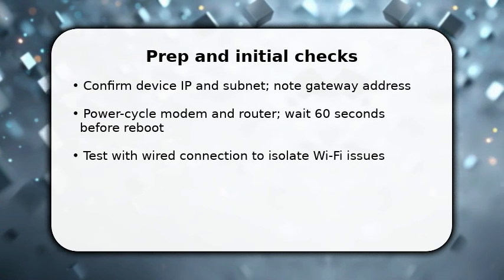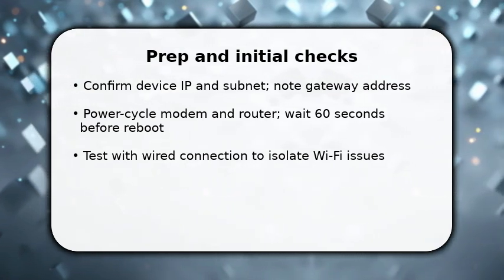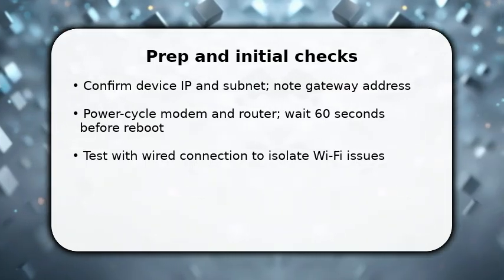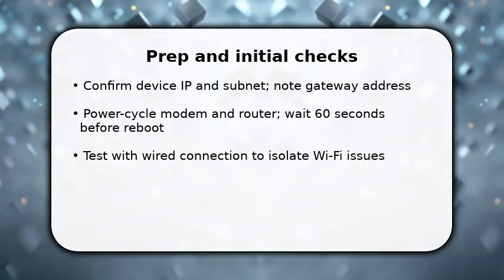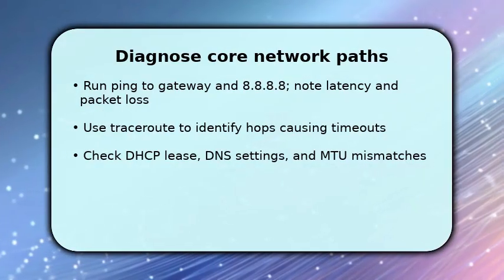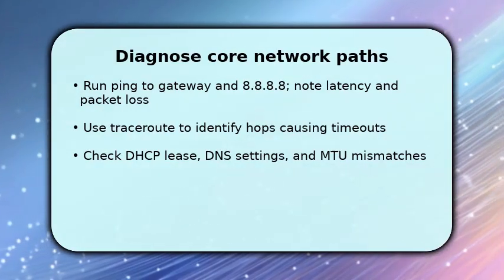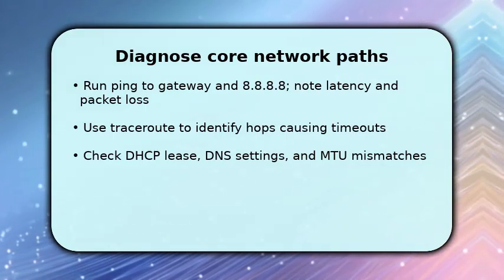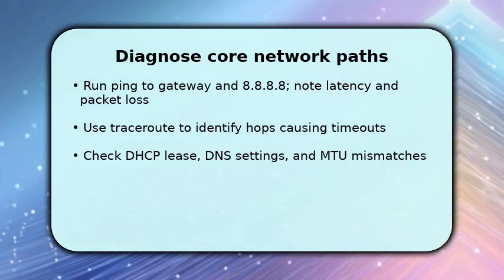You now run active tests. Ping the gateway and a public IP like 8.8.8.8 to measure latency and packet loss. These numbers tell you whether packets escape your LAN. Then run traceroute to reveal the hop where delays or timeouts occur, which helps pinpoint ISP or internal routing problems.